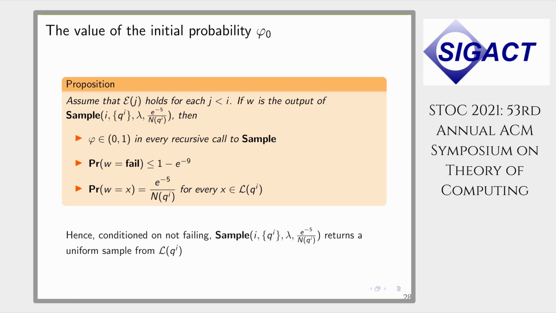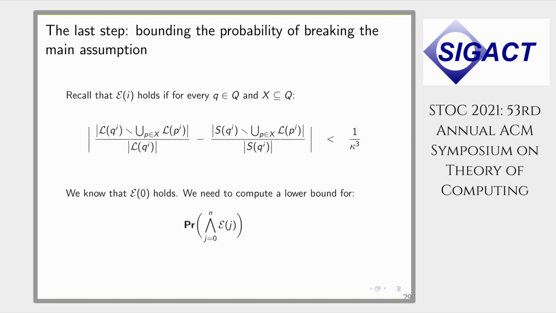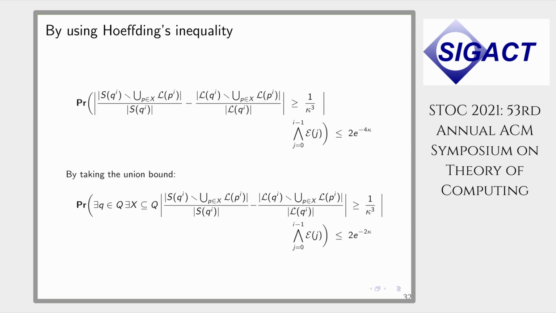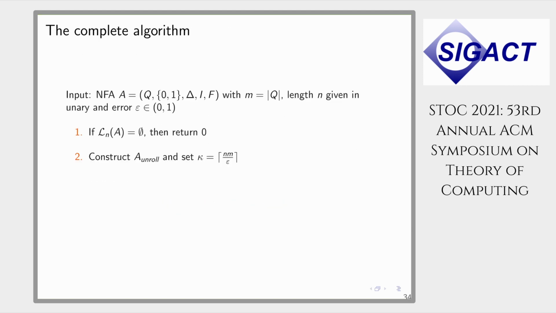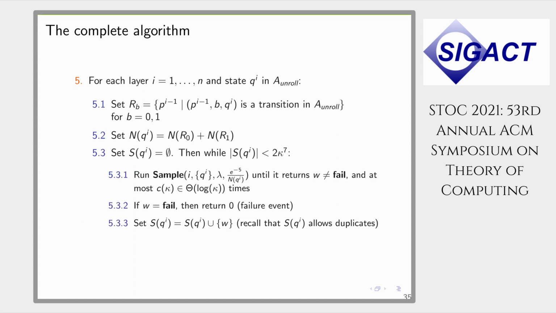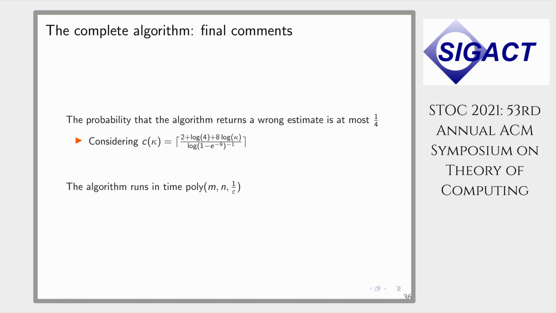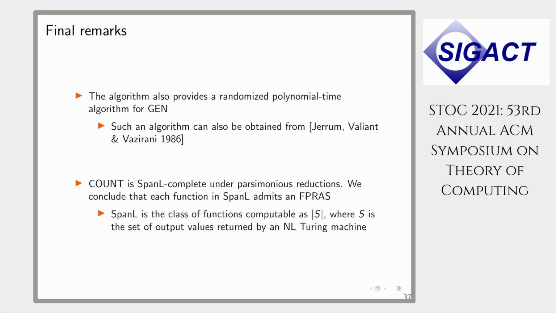I had some additional slides here showing that you can maintain this property E sub I with certain probability. So let me just go to the final remarks. The algorithm also provides a randomized polynomial time algorithm for uniform generation. This comes from the fact that we are maintaining some uniform samples.